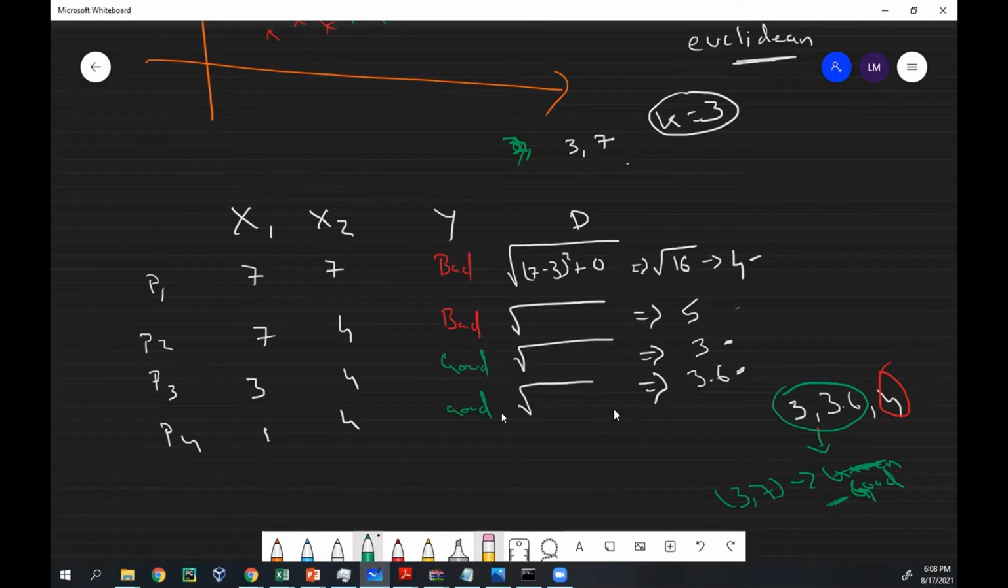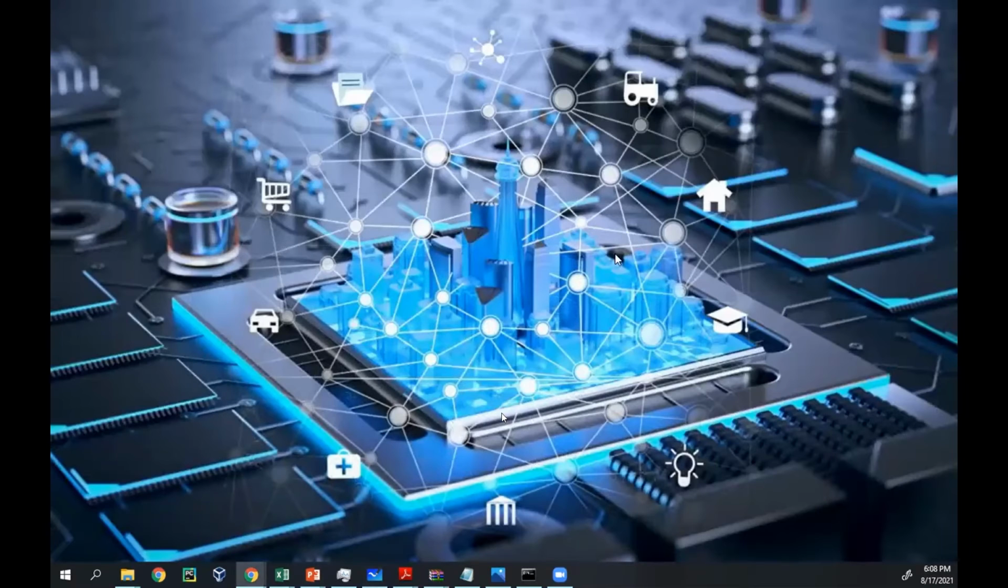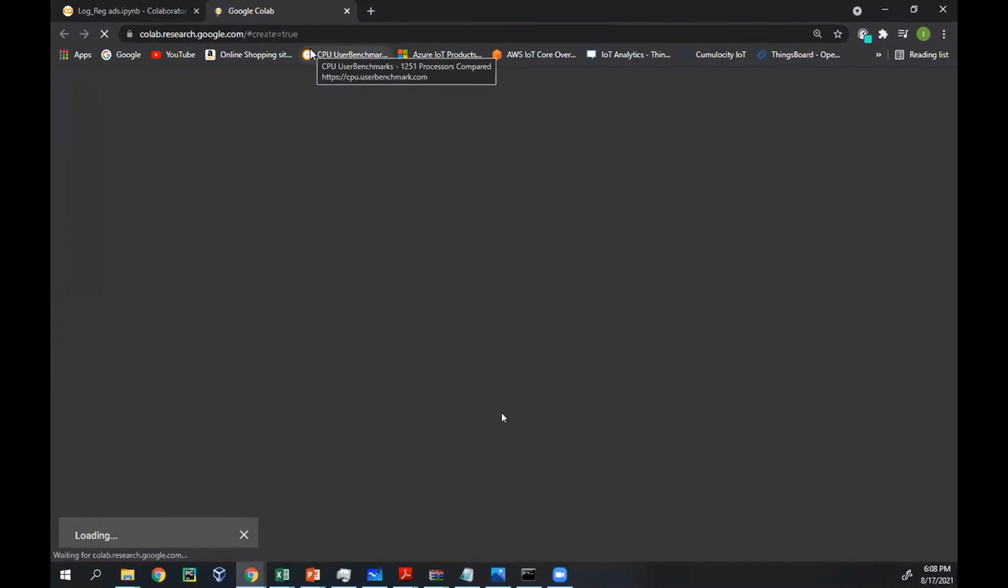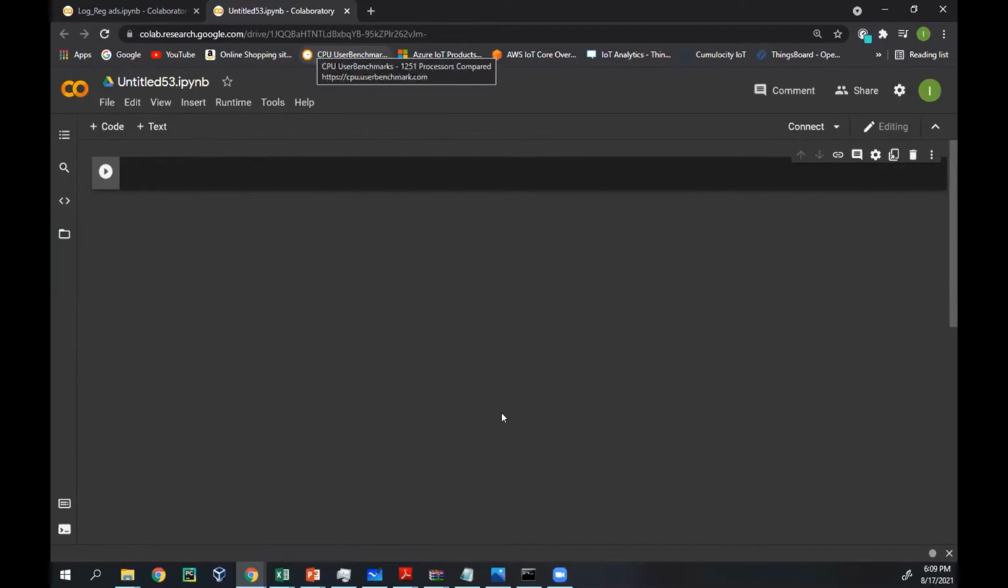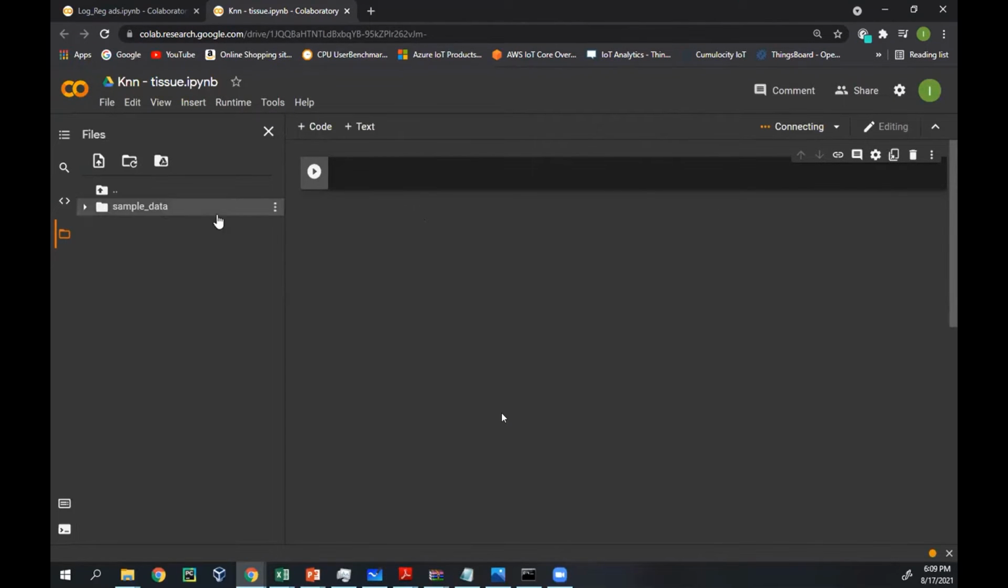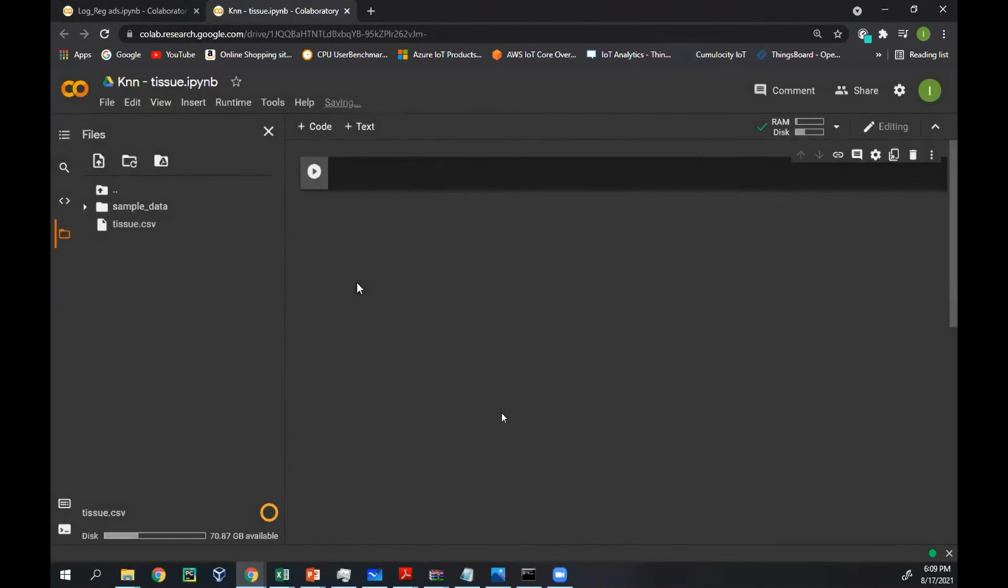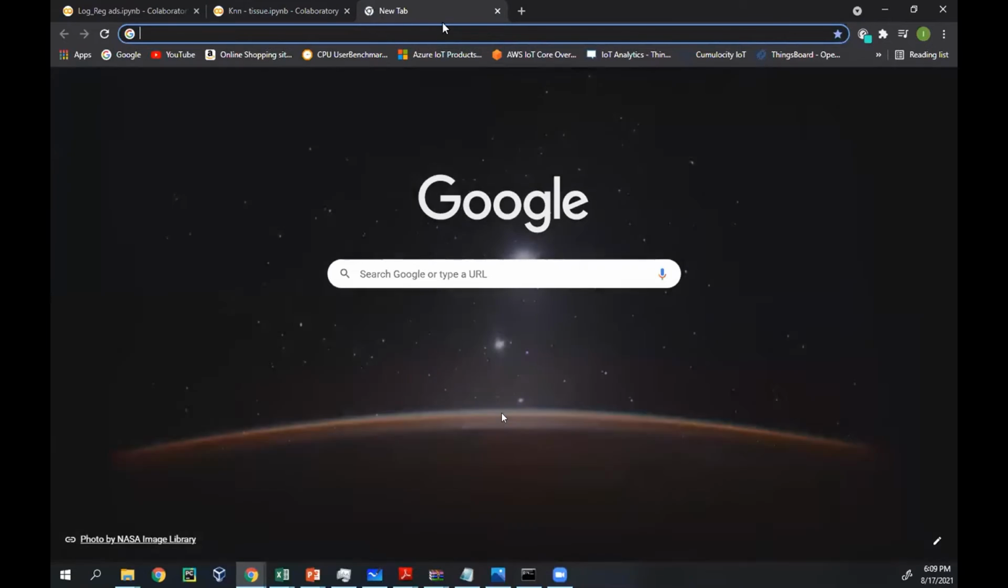So now let's proceed further and do this exact same thing with our KNN algorithm. For that, obviously, we need a new notebook. Let me just create a new notebook. This one would be called KNN tissue. Let me load the file here. The tissue file. And now let me give you the data file.